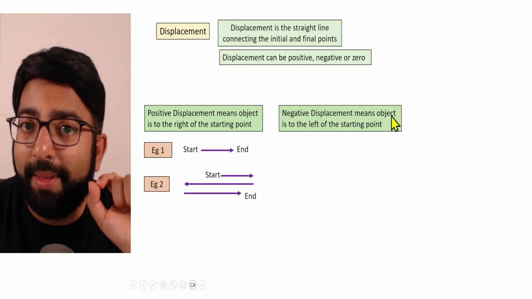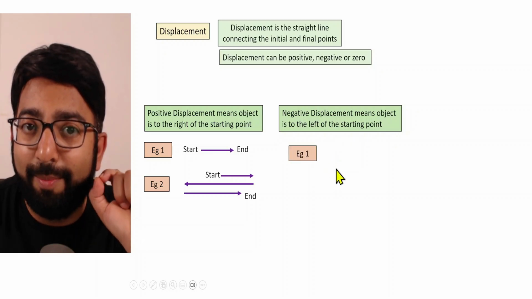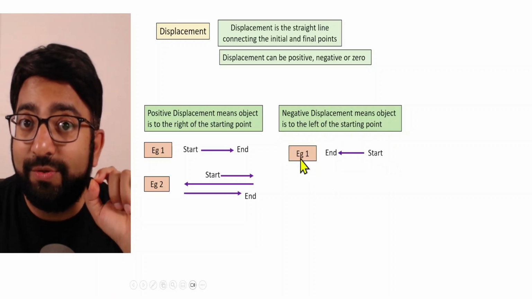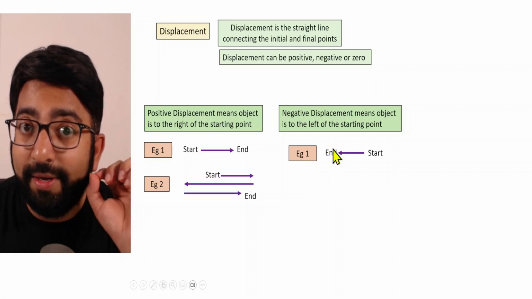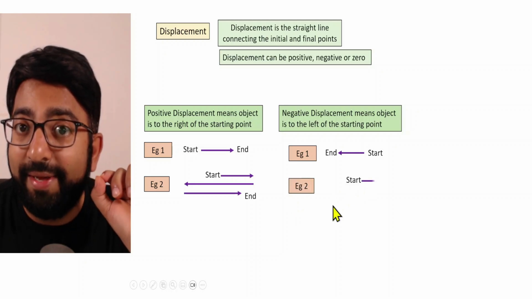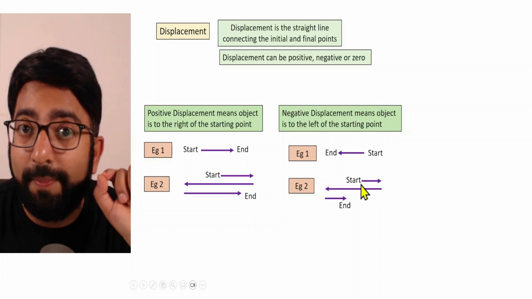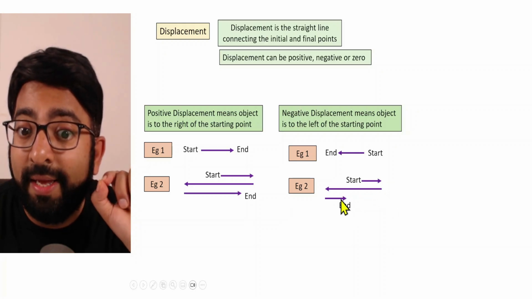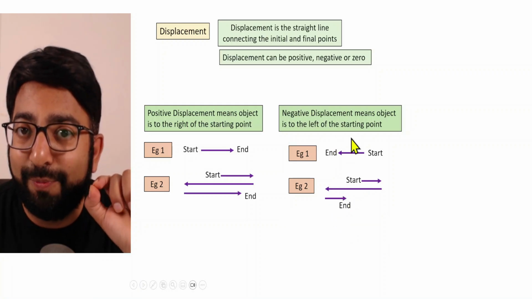Negative displacement, on the other hand, means the object is to the left of the starting point. Example number 1, this is the easiest case where the particle is just moving towards the left hand side. So the end is to the left of the start point. Example number 2, so analyze this motion also. Like in the previous case, here also the particle is changing direction, but the end point is to the left hand side of the start point. So this is also an example of negative displacement.